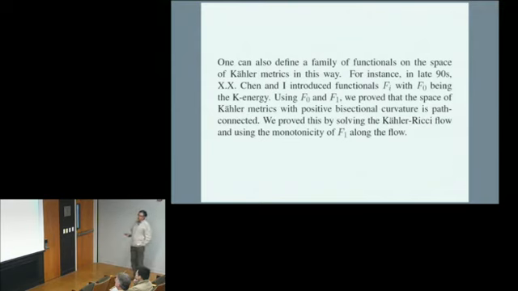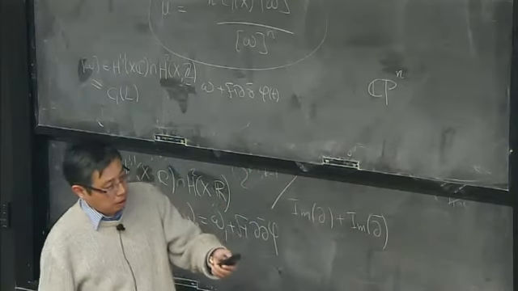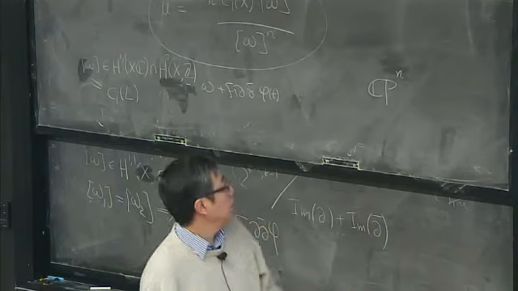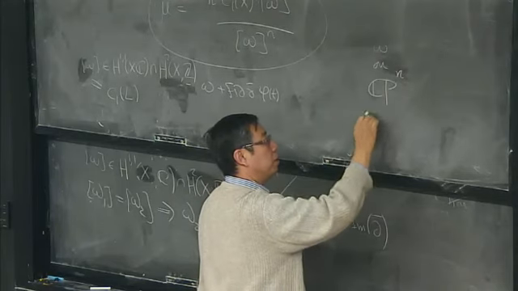The third example I don't want to give in detail, so I just mention it. One can also define a family of functionals on the space of Kähler metrics in this way. For instance, in the late 90s, Xiu and I introduced a set of functionals, actually n plus 1 of them, where F0 is just the K energy and F1 is something new. Using this functional, we proved the space of Kähler metrics with positive bisectional curvature is path connected. The space is clear: by the solution of the Frankel conjecture, any manifold supporting this kind of metric must be holomorphic CPn, so just consider the metrics here, and suppose the bisectional curvature is positive.